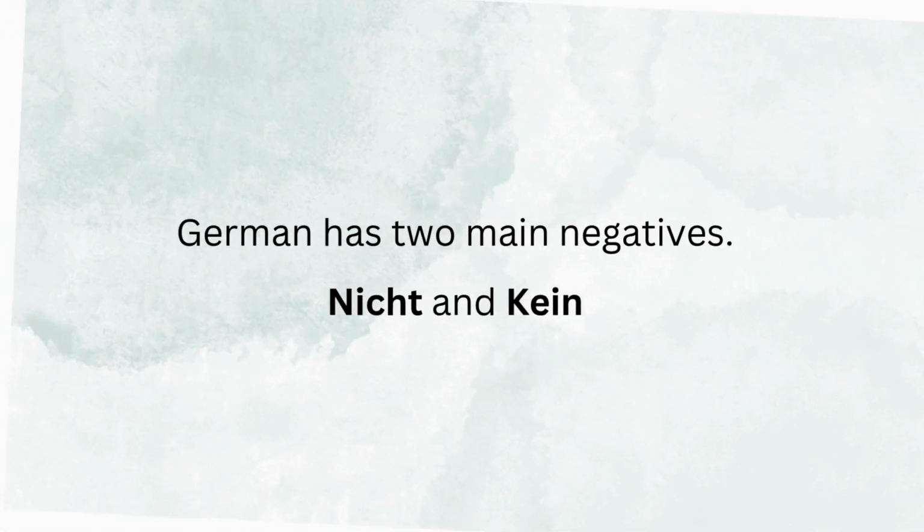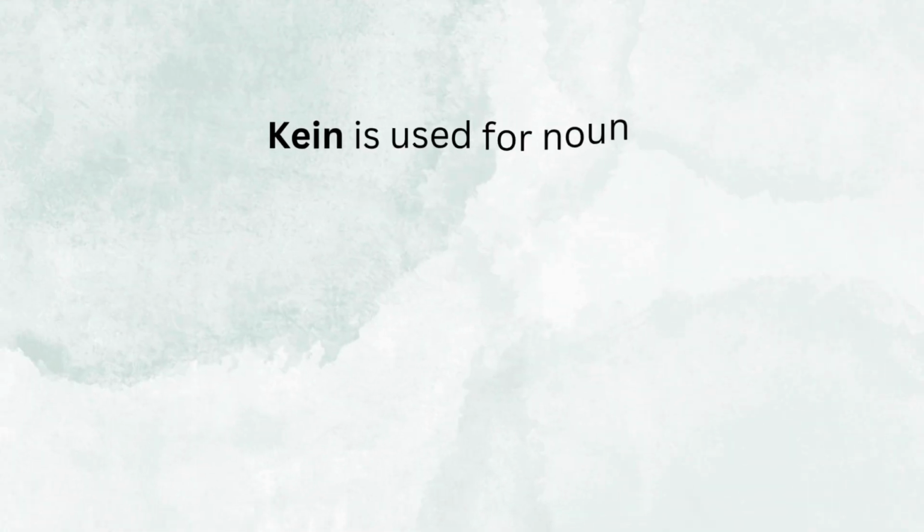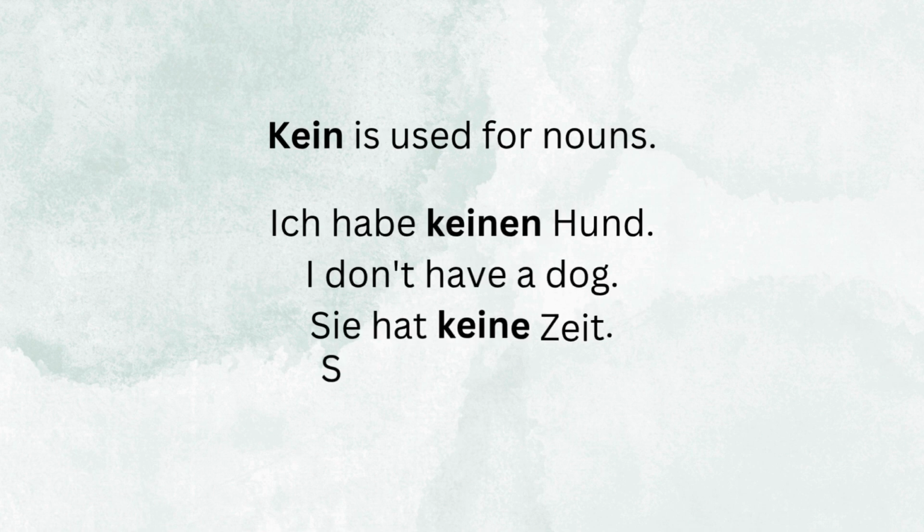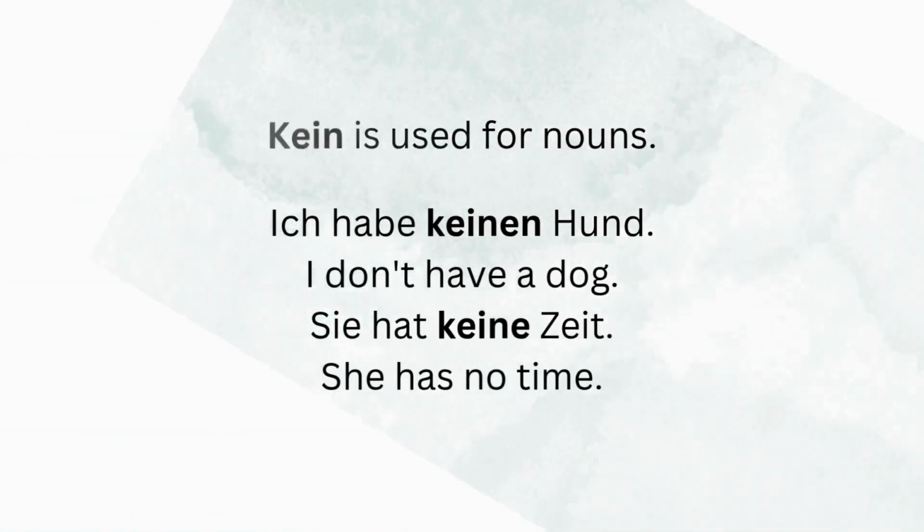German has 2 main negatives: nicht and kein. Let's start with kein. It is used for nouns. Examples. Ich habe keinen Hund. I don't have a dog. Sie hat keine Zeit. She has no time.